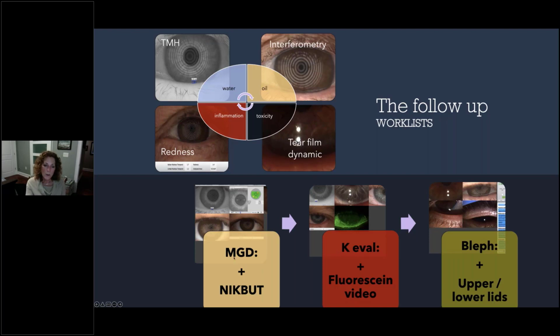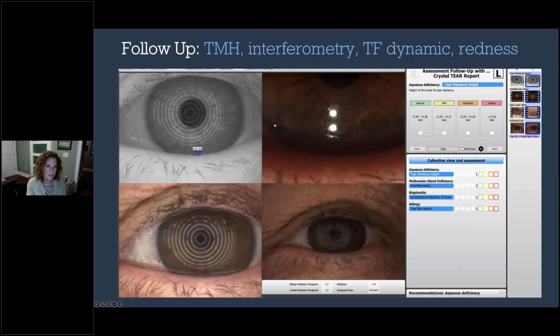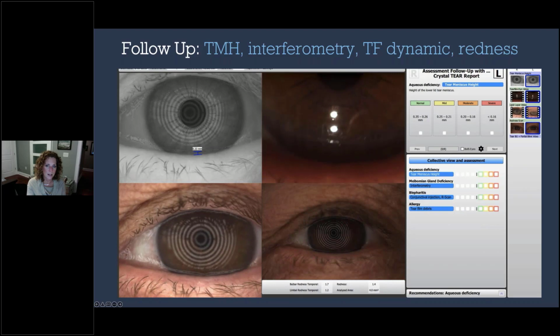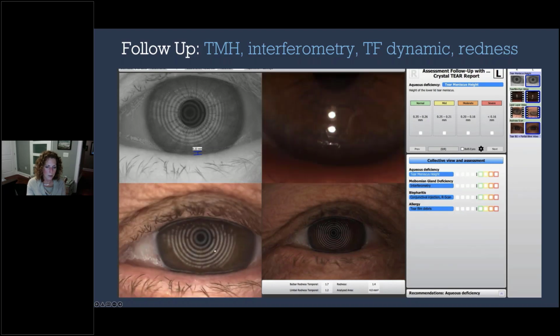Now, for my MGD follow-ups, we add the NIKBUT to that. And that's primarily for the patient education piece, to be able to show them that it's getting better. For my K-evals, we add the fluorescence video so that I can see the staining. For my blepharitis evals, or follow-up, sorry, we add the upper and the lower images. So again, here's my basic: tear meniscus height, tear film dynamic, interferometry, and redness.